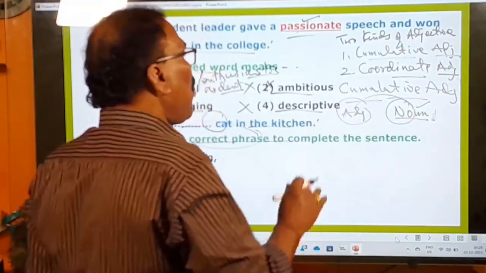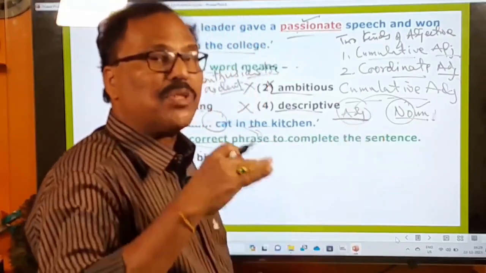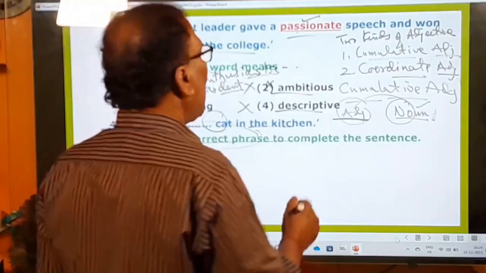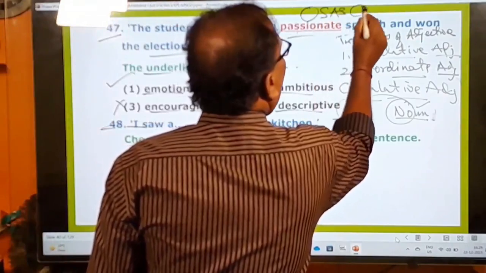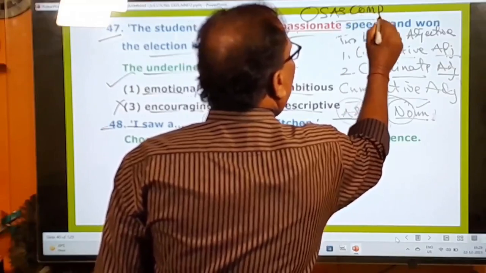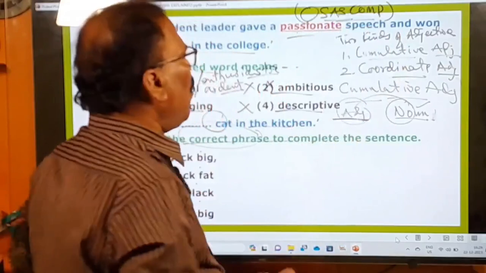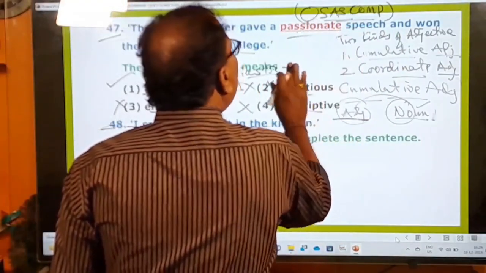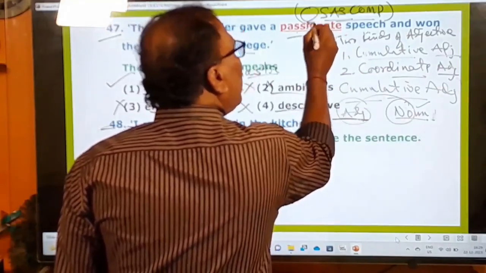And when you want to mention these adjectives, you need to maintain some specific order. What is that order? OSASCOMP. I have made this OSASCOMP. This is the order you have to maintain while mentioning these adjectives. Opinion: you must express the opinion about that noun first. The opinion-indicating word must be used first.